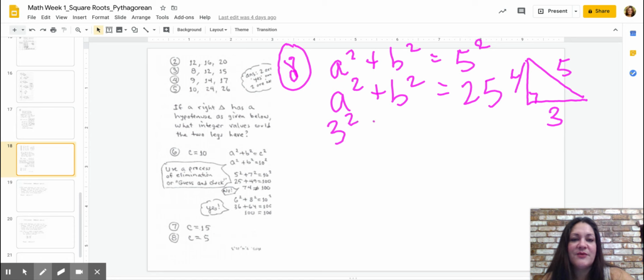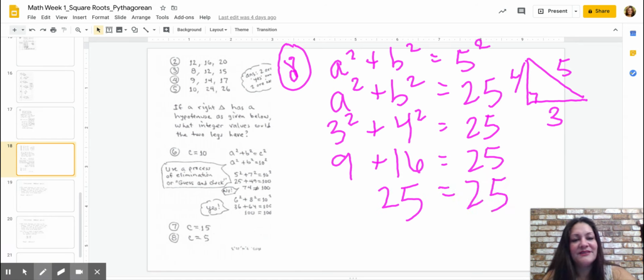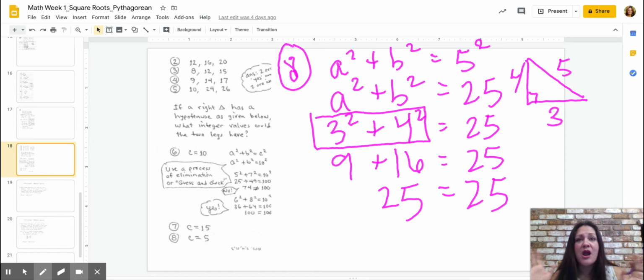3 squared plus 4 squared equals 25. 9 plus 16. Look at that. 25 equals 25. Okay, so hopefully you just start seeing these patterns, because that's what math is. Our two sides are 3 and 4. Woo, I'm so excited. So that's the end of week 1, part 2, Pythagorean theorem.